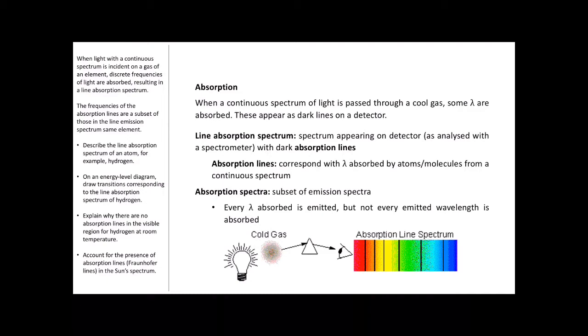So we'll start with a definition. As I just touched on before, absorption is when a continuous spectrum of light is passed through a cool gas and some wavelengths are absorbed. These appear as dark lines on a detector. Like an emission spectrum has single discrete colours or discrete wavelengths of light on a detector, an absorption spectrum has discrete wavelengths removed from the entire continuous spectrum.